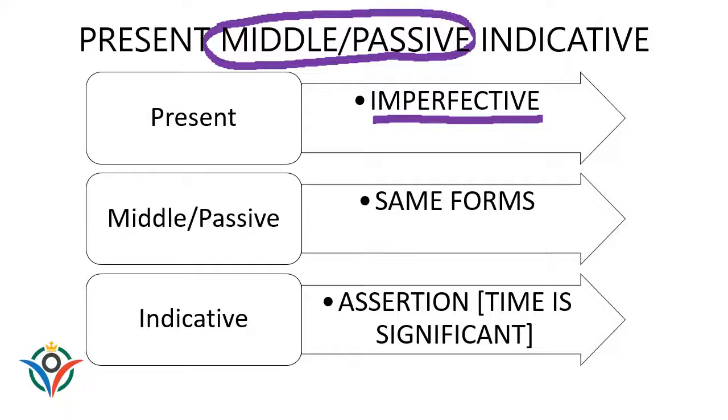But what I'd like to just say now is that the middle passive verb forms are the same. So that's going to help us with memorizing the paradigms. And then finally, the indicative speaks of the mood, and the indicative mood is the mood of assertion. And it is also the only mood where time is significant. So today we're looking at the present, middle, passive, indicative verb forms. Let's speak now about what middle and passive voice mean.